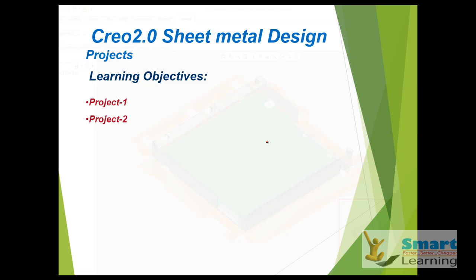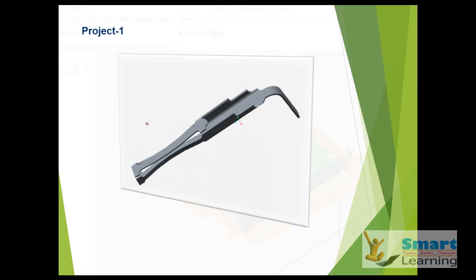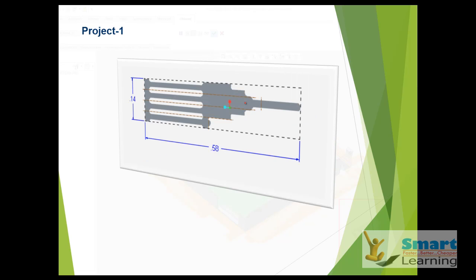So let us start with project 1. In project 1 you can find a component like this. Our target is to create it using all the sorts of options which we learned. In a very common way, this couple of options which I will show you in this project you will be using frequently in day-to-day sheet metal design work. And this will be the blank, how it looks and the blank dimensions which we are expecting.